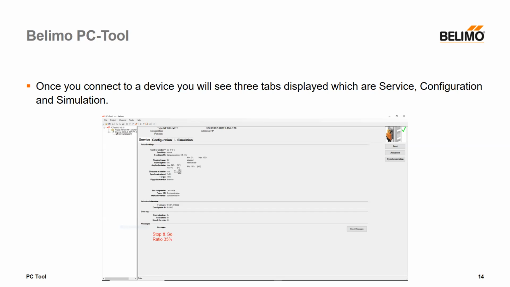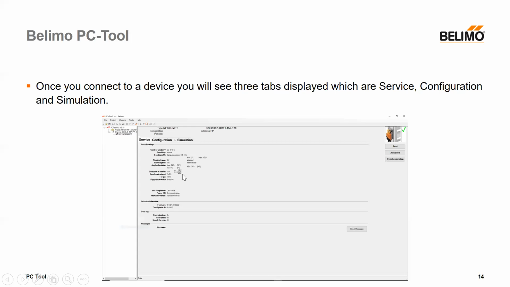One thing you'll see is, if we look at this example, this is obviously a brand new actuator out of the box. It's got no operating time, no active time, no stop-go ratio. It's going to tell you how the actuator is set up.